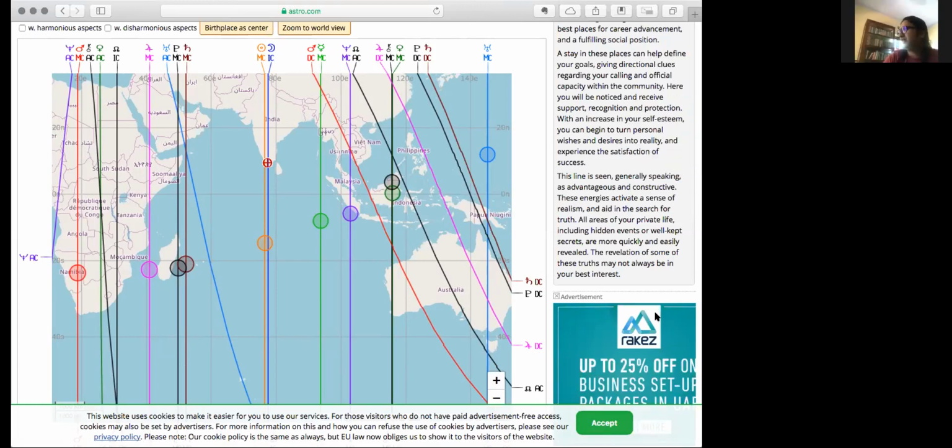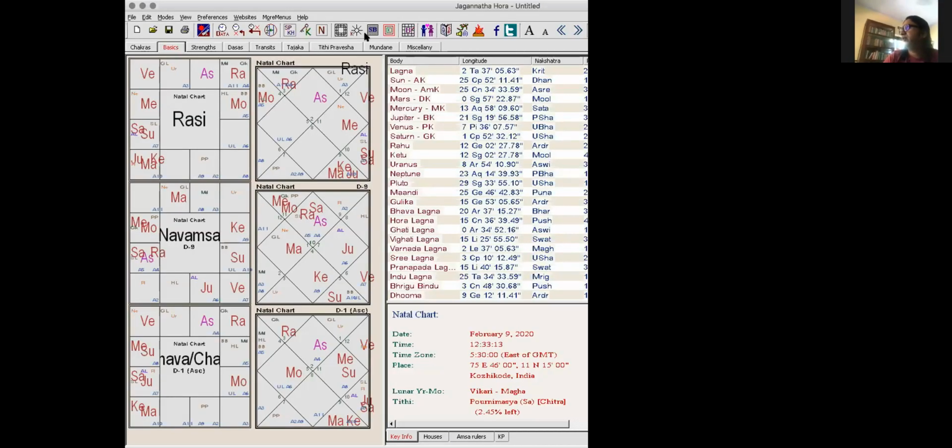So now I'll stop sharing my screen, and I'll show what this translates as in a chart context. I'll start sharing the astrology software. So you can see, I'm sharing the screen for the time of 12:33, which was the time I was looking at, and you can see right now at this particular moment.